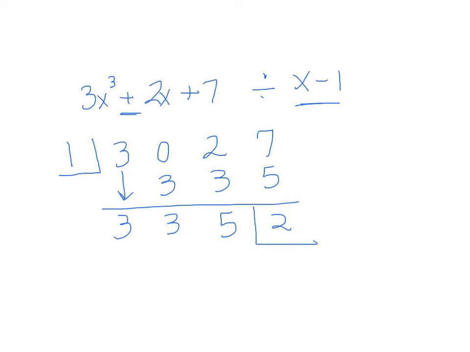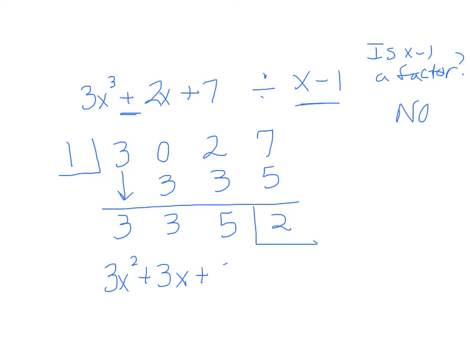So 3 times 1 is 3, add it together is 3, 5, and then 5, and then 2. And so you look here and you say, this has a remainder, so is x minus 1 a factor? And because there is a remainder, it's no. All right, so I'm going to rewrite this. This is 3x squared plus 3x plus 5 plus 2 over x minus 1.